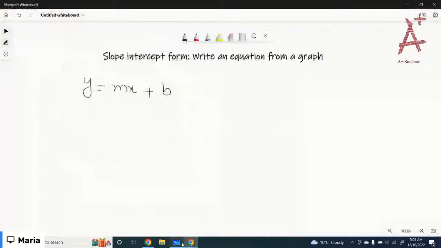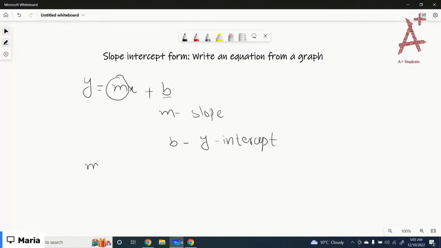So to write the equation in the slope intercept form, we need two things. They are m, the slope, and b, that is the y-intercept. These two things we have to find for this equation from the graph. Okay, let's just find the slope from the graph. So the slope m equals change in y divided by change in x. Find any 2 points on the graph, and find the slope.